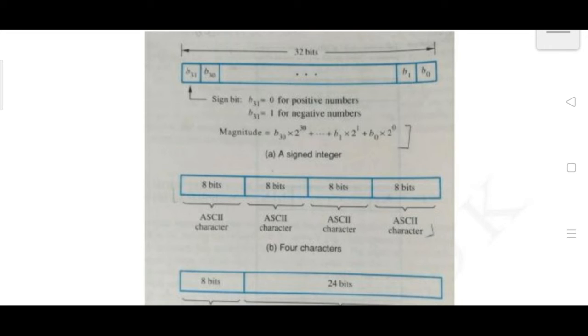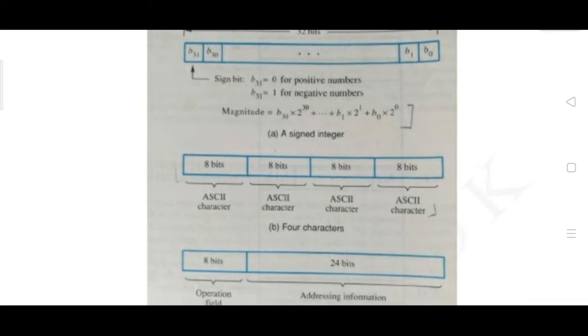In case of signed numbers, in integer representation, the MSB represents the sign value. If MSB, that is b31, is 0, it represents a positive number. Otherwise, if it is 1, it represents a negative number. Remaining bits are used for the magnitude. In character representation, 8 bits are used to represent a character. Please remember, for integer representation we normally use 32 bits, where integers are converted into a binary pattern using 32 bits. In case of a character, only 8 bits are sufficient.